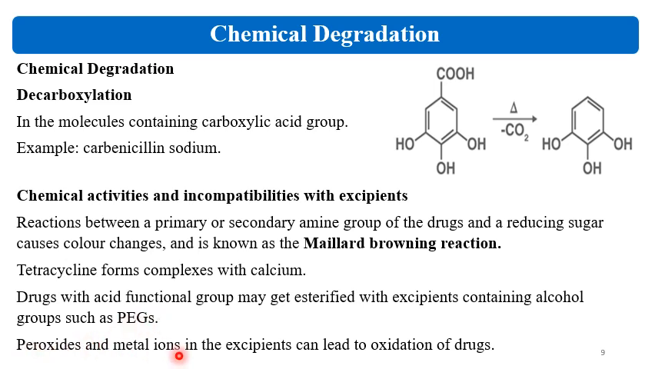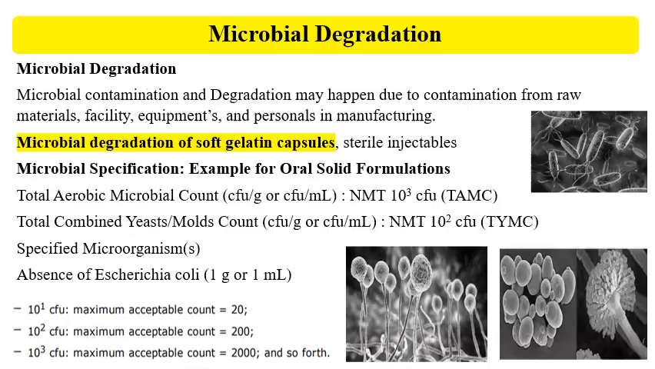Then peroxide and the metal ions in the excipients can lead to oxidation of the drug. Some excipients like crospovidones contain the peroxides. Some excipients like talc, magnesium stearate, lactose, dicalcium phosphate contain the metal ions, and these all together, if present in the formulation, may lead to formation of the impurities due to peroxide and metal ion catalyzed reactions, which mainly involve the oxidation reaction. So this is regarding the chemical degradation.